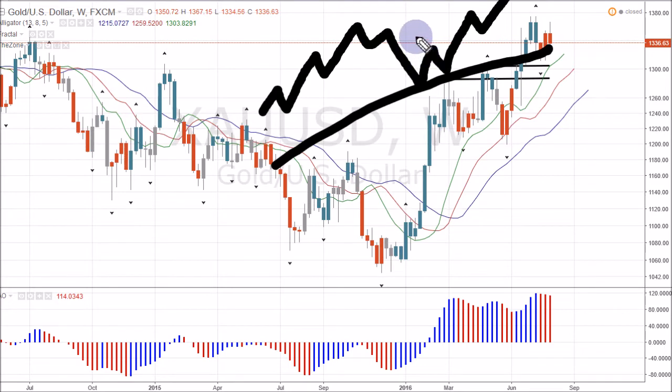Remember that areas like this, for example, or even areas like this, or areas like this here, they can take a lot of time.